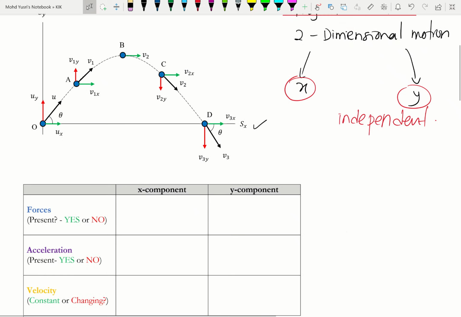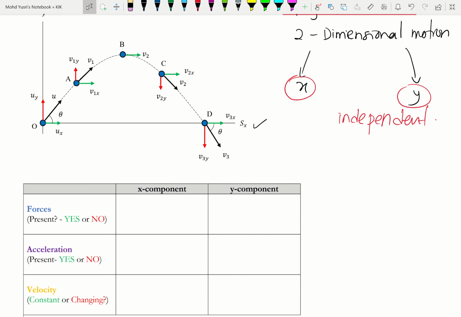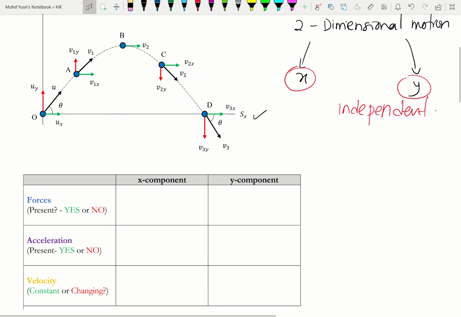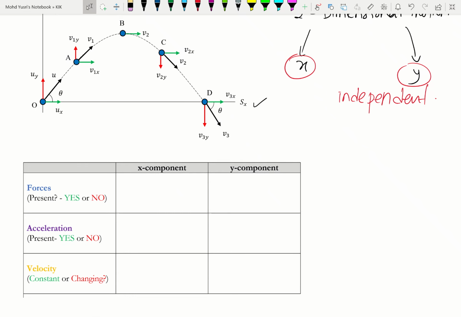Let's consider three variables in projectile motion. Number one, forces. Are there any forces acting on the object in the x component and y component? Number two, acceleration. Is there any acceleration in the x and y components? And three, velocity. Is the velocity constant or changing?